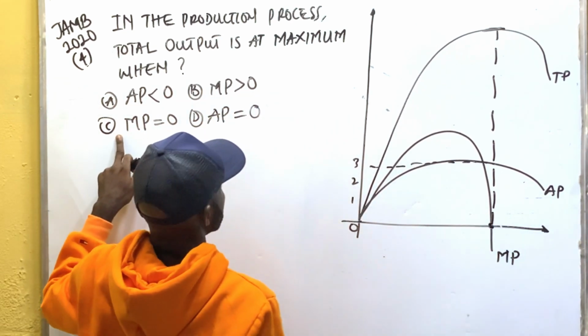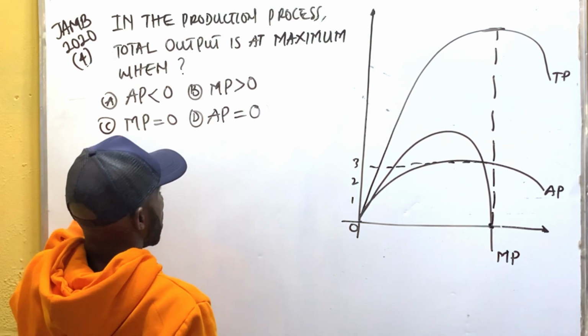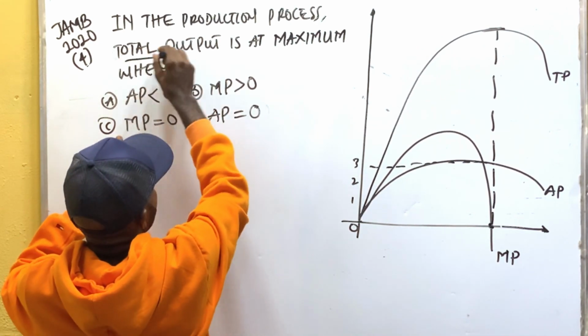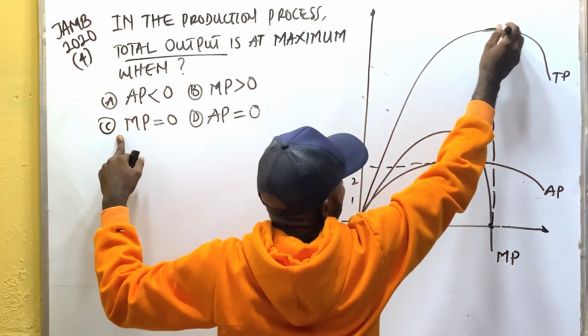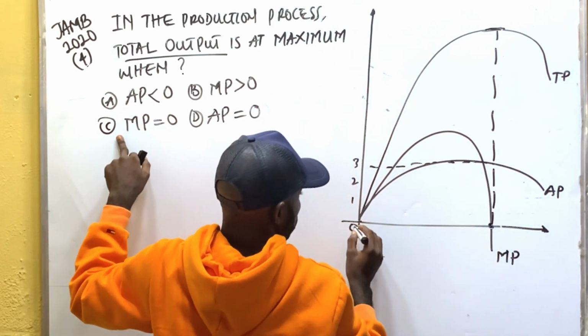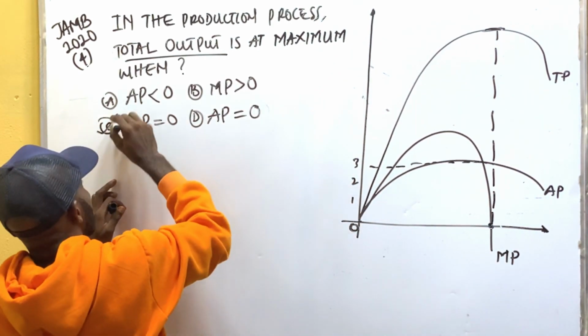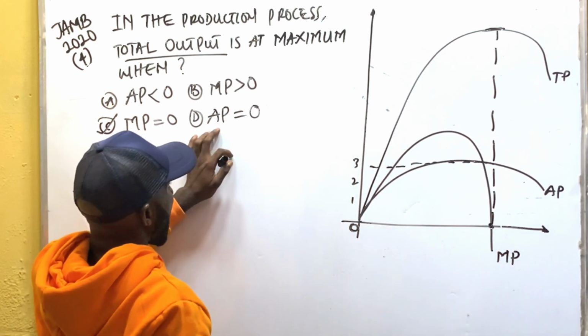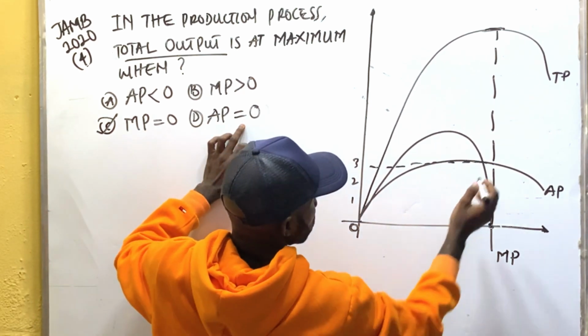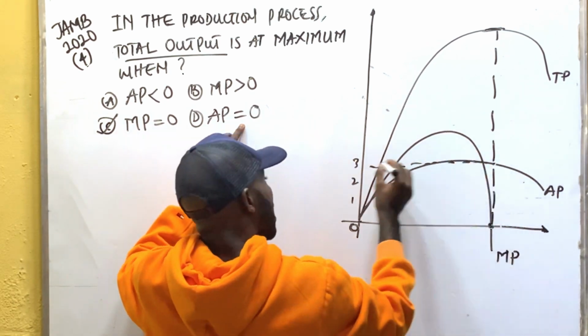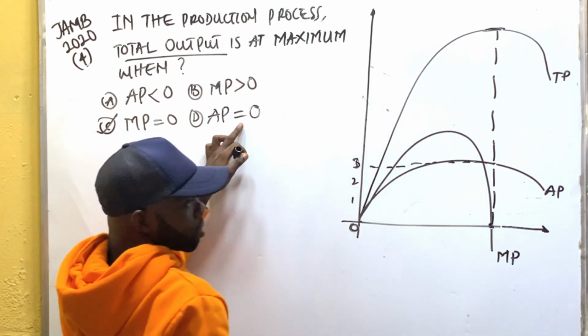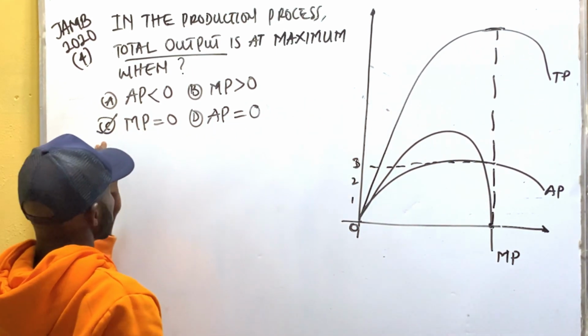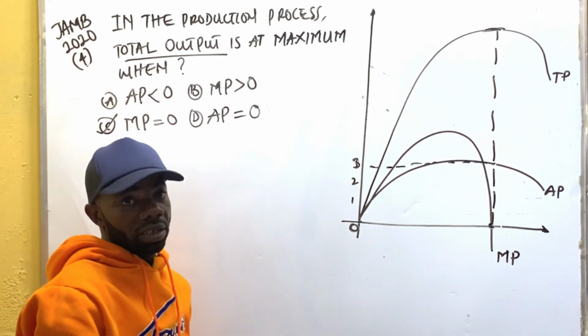That makes option C our correct answer. At the point when total output is a maximum, marginal product is equal to 0. So looking at the diagram, option C is our best answer. D cannot be our answer because average product is not equal to 0. This is average product, rather equal to 3 from the figures I've used. So that makes C our best answer.